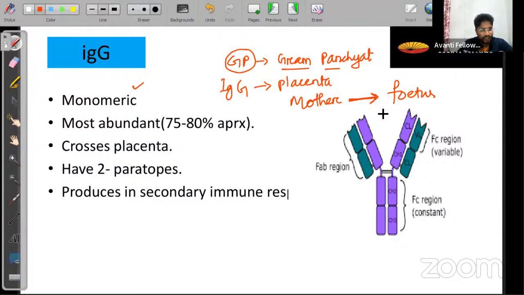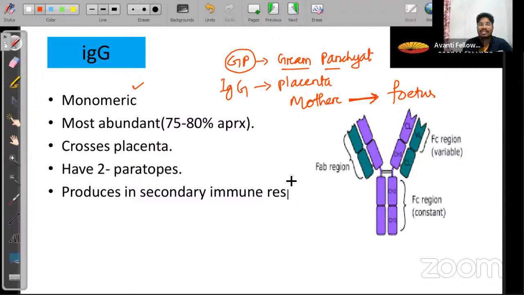This is the first one which travels from the mother's body to the fetus, and there is another one which also travels from mother to the baby. We will be talking about that one, don't worry. So IgG is crossing the placenta. A question has been asked on this several times.